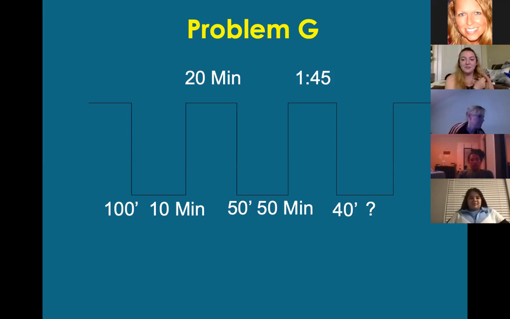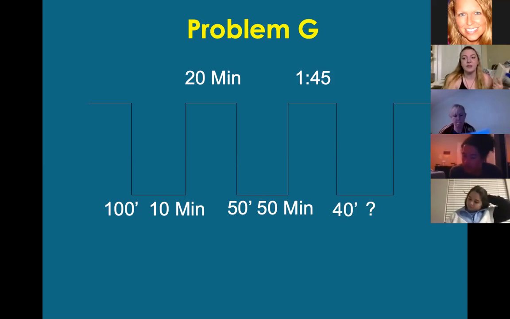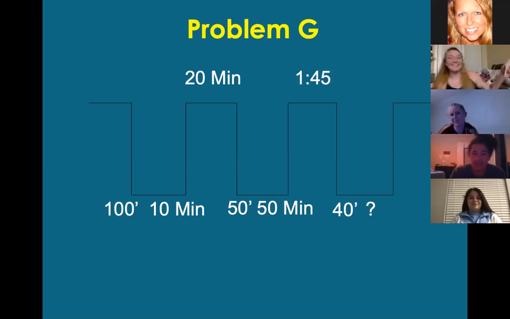Okay, so what is the longest that we can stay at 40 feet? Everybody say what they had. 40 minutes? How many? 50. 50 minutes at 40 feet. Yeah. Is that what you had? Yeah, 50. Yay, we all got it right.